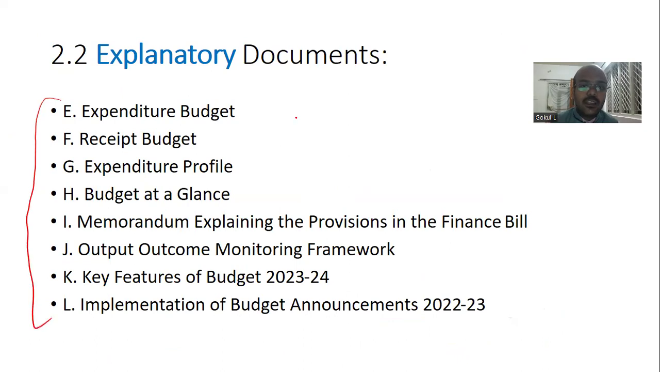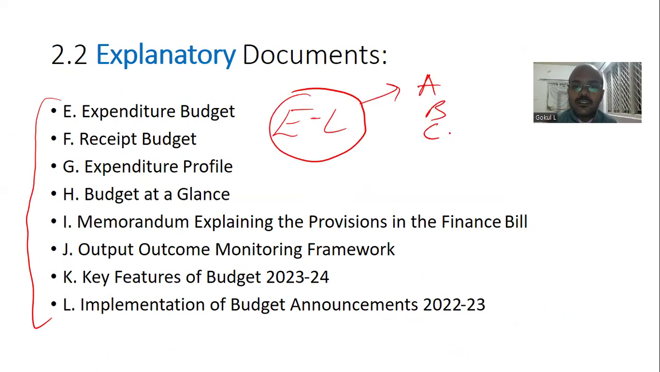E to L, you have to keep in your mind. All these things are supportive documents for what? A, B, C, D. A, B, C, D are the 4 important documents that you have. All the others are explanatory in nature. What you have in A, B, C, D is explained in detail in E to L. That's it. Simple. Okay.